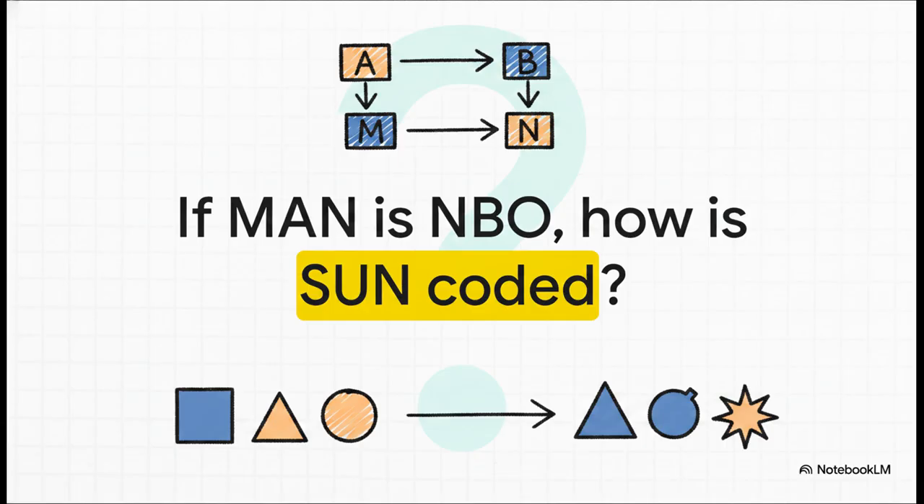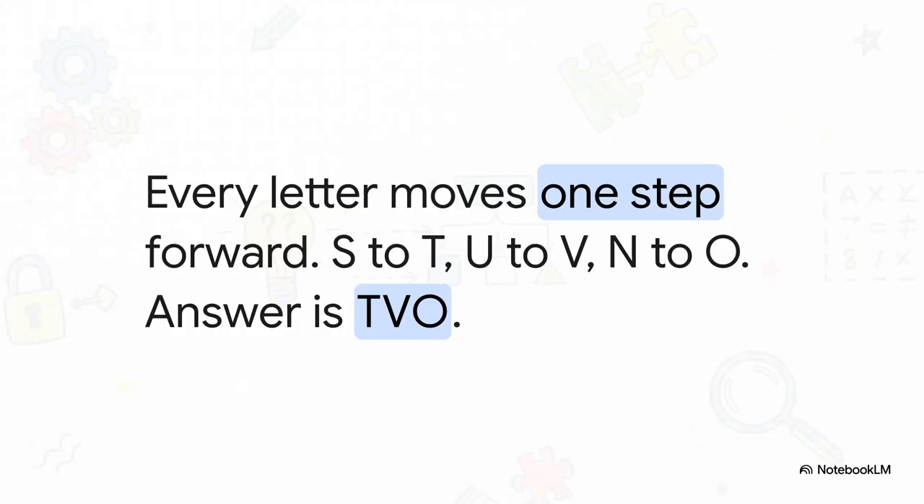Let's do a quick interactive pause here. If MAN is coded as NBO, how is SUN coded? Take about 2 seconds and really think about it. What exactly changed between MAN and NBO? Did you spot the pattern? M to N is a +1 shift. A to B is +1, N to O is +1. Every single letter just shifts forward by 1.